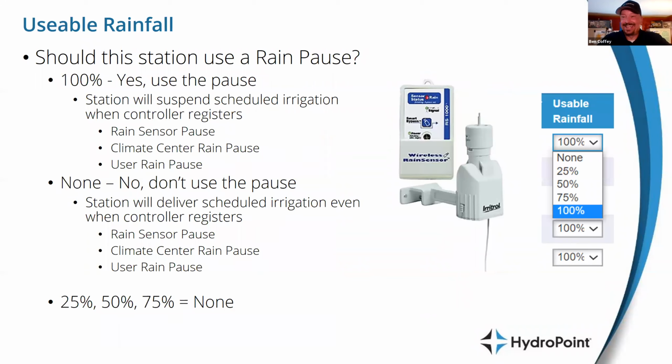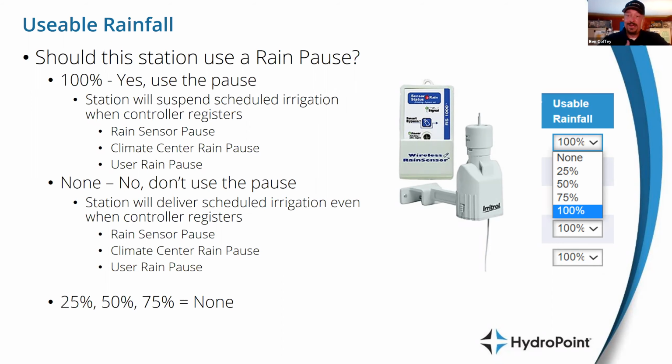All right, this is the one that I get the most questions about, a station setting called usable rainfall. The way that I think about usable rainfall is, should this controller listen to the rain sensor? Yes or no, right? If the controller should listen to the rain sensor and use the pause that either the rain sensor, the WeatherTrack Climate Center rain pause, or a user rain pause would initiate, then it should be set to use rain pause 100%. That's the default. That says this station for sure should pause when the controller is paused.